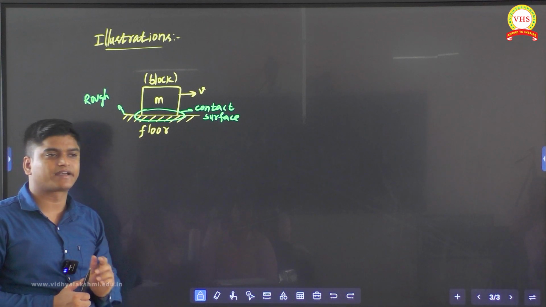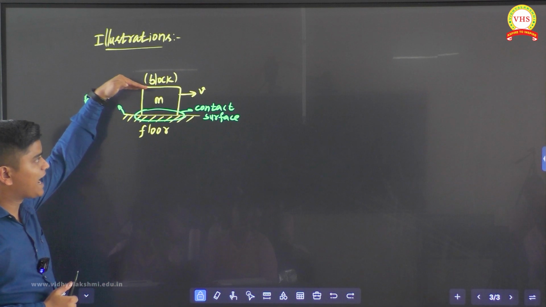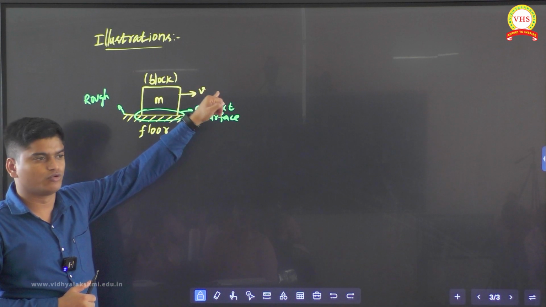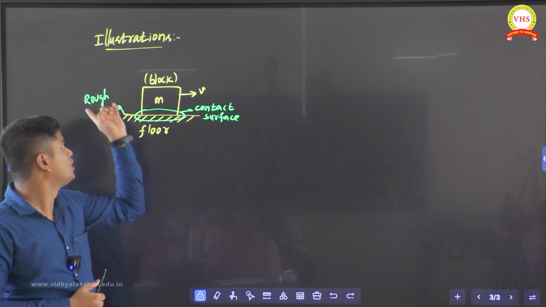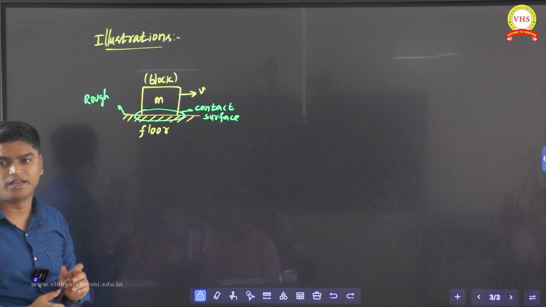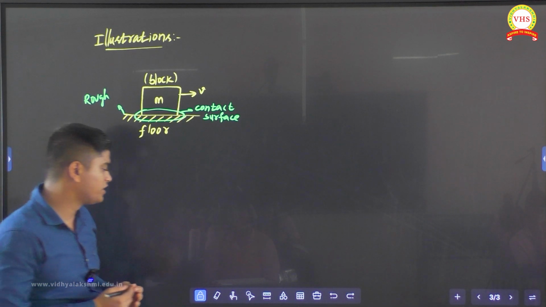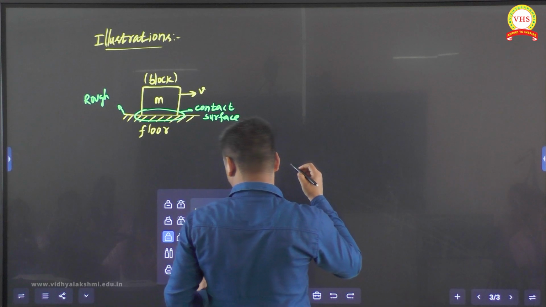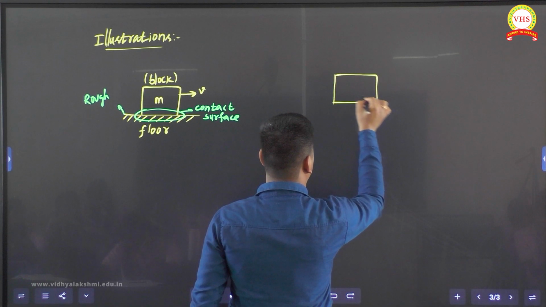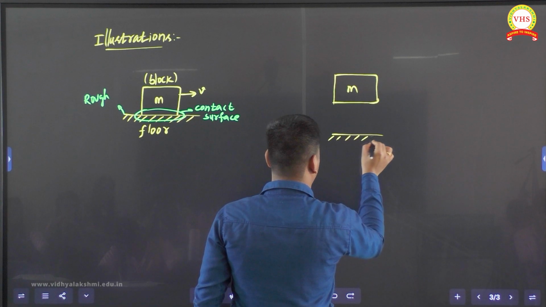Now next, listen. If we draw the free body diagram of this block, we can understand how friction is acting here. Actually, this object is trying to move in this direction with velocity v, or moving in this direction. If a rough surface is there, then how will friction act on the two objects, on the floor and on the block? So here we'll take the free body diagram of mass m and the free body diagram of the floor also.